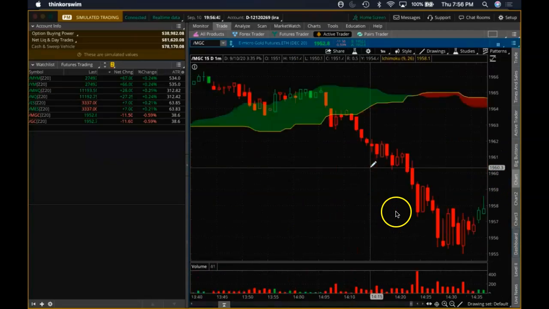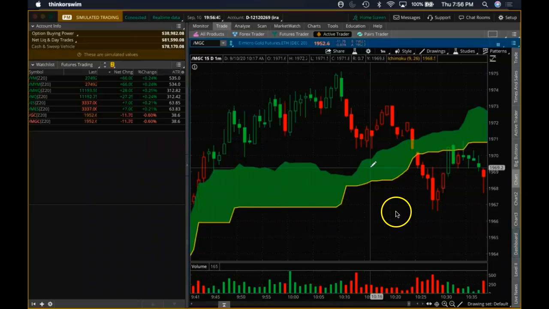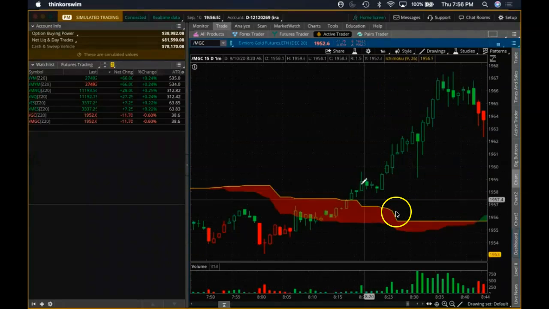Let's go to 8:30 early this morning and see what we have here. The very first time we crossed the Ichimoku, we got green. We got a move up, a move down, and then a move up. So we could have got in right around 1959. It went from 1959 to 1967.